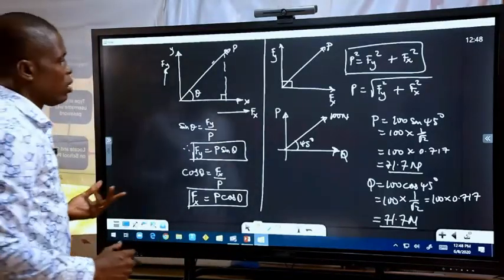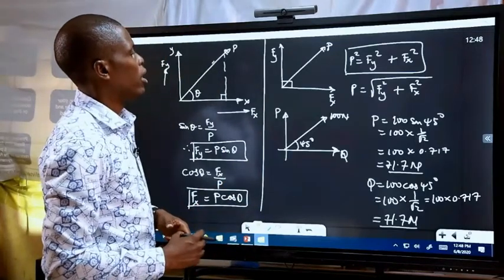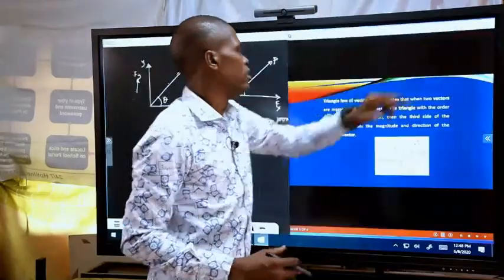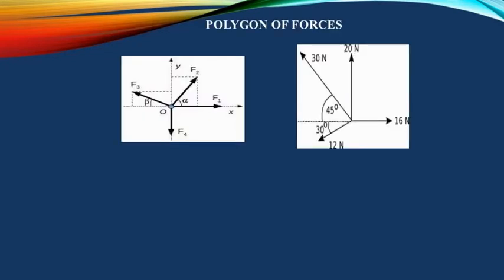So going forward, we can find the resultant of more forces. We can apply the triangle of forces to solve some related problems in vectors. Okay, so let's see how we can solve related problems using the triangle law of vectors or triangle law of forces.